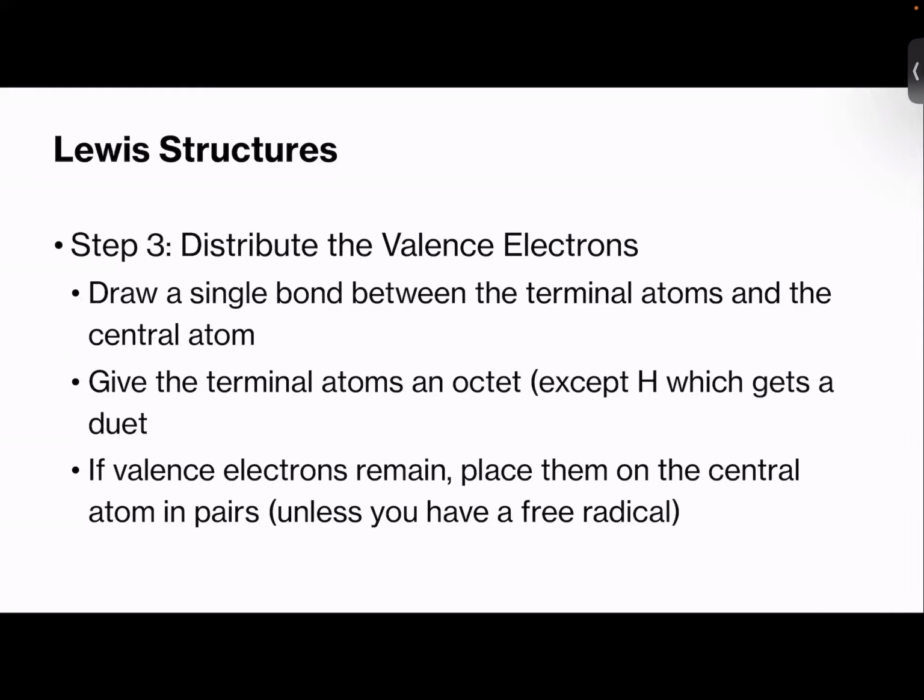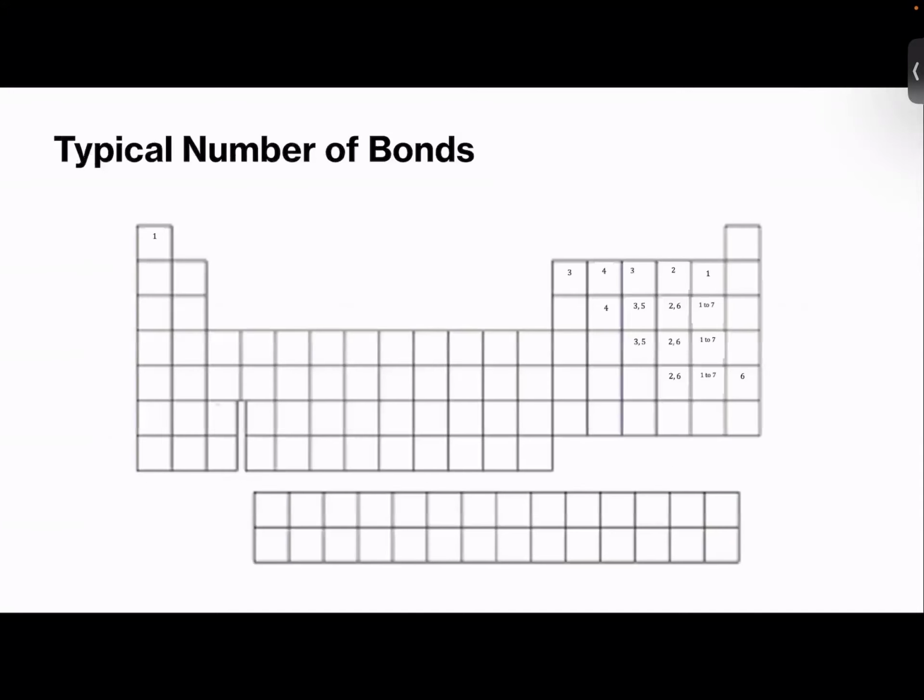So again, we're going to start by distributing our valence electrons. We're going to draw a single bond between the terminal atoms and the central atom. We're then going to give our terminal atoms an octet by adding dots to the structure. The exception will be hydrogen, which is only going to have a duet. Then, if valence electrons still remain, they're going to go on the central atom in pairs, or in other words, you're developing lone pairs for those electrons.